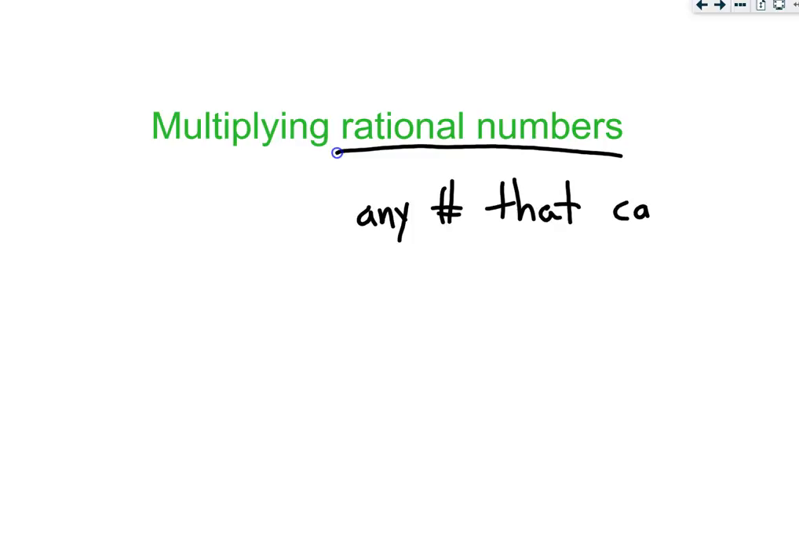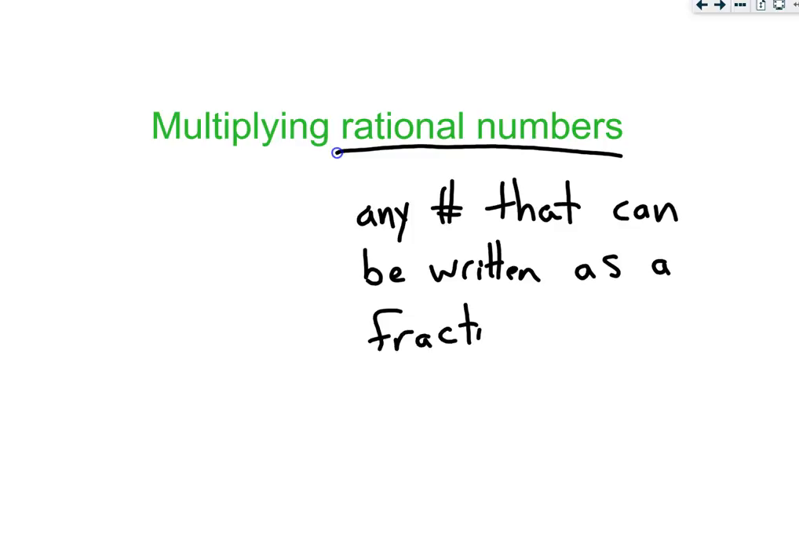All right, today we're going to be multiplying rational numbers, Chapter 2, Section 4. A couple things to note: what a rational number is. A rational number is any number that can be written as a fraction. And that is something that you should already know.